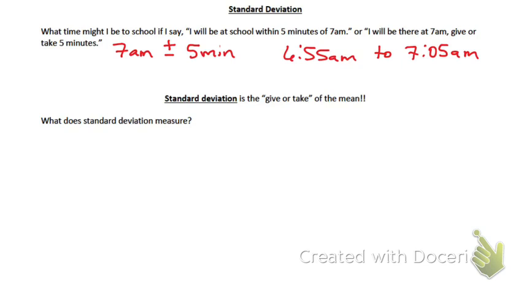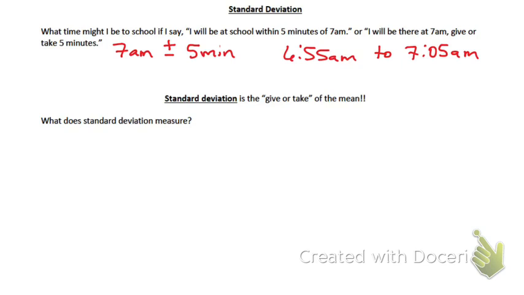If I were getting here at 6:45 or 7:15, then that's kind of outside of my average, my normal, my typical time that I usually get here. So standard deviation is kind of like that give or take, the 5 minutes that we're talking about here. We say that we have an average of something, and then we give ourselves this little bit of wiggle room because not everything is always exactly the same every time. That's standard deviation. That's what it really does measure.